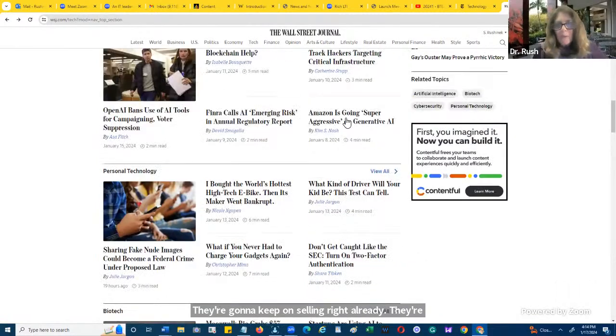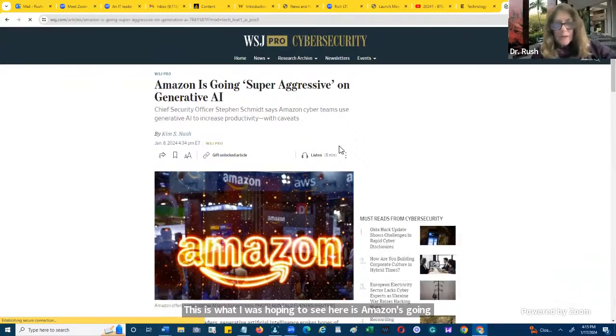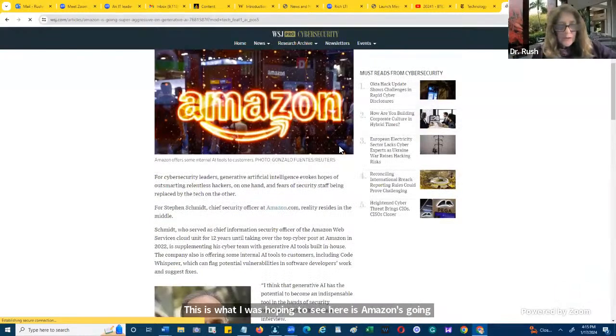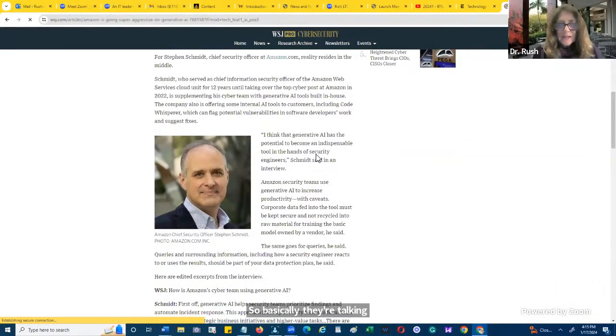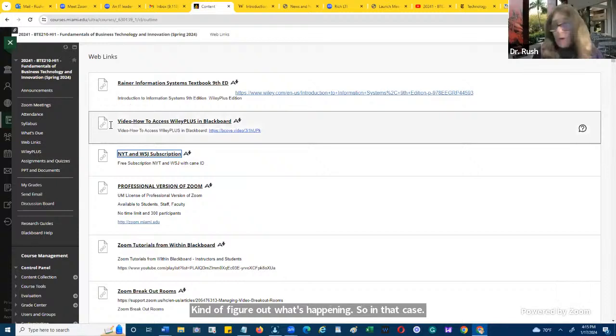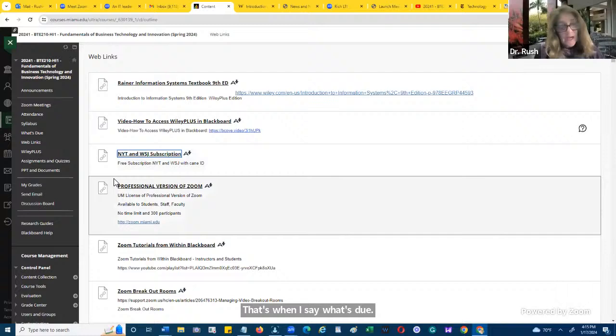This is interesting. This is what I was hoping to see here, is Amazon going now. The security chief said Amazon uses cyber AI to increase productivity. So basically, they're talking about this. I think generative AI has the potential to become an indispensable tool in the hands of security engineers. And my point is, I think security hackers are also going to get involved with this. So we've got to figure out what's happening. So in that case, that's when I say what's due. This is why I want you to get the New York Times.